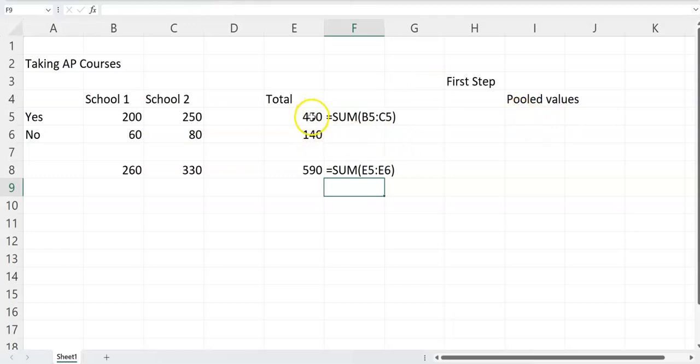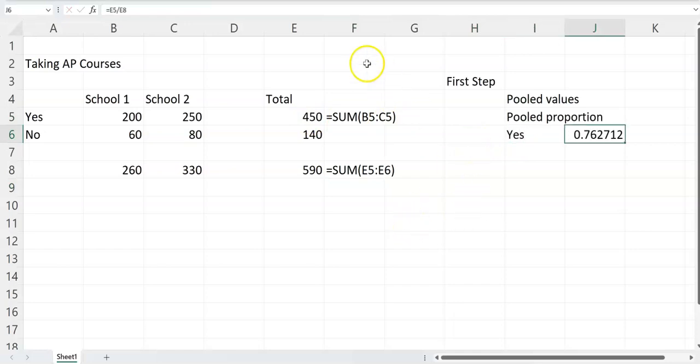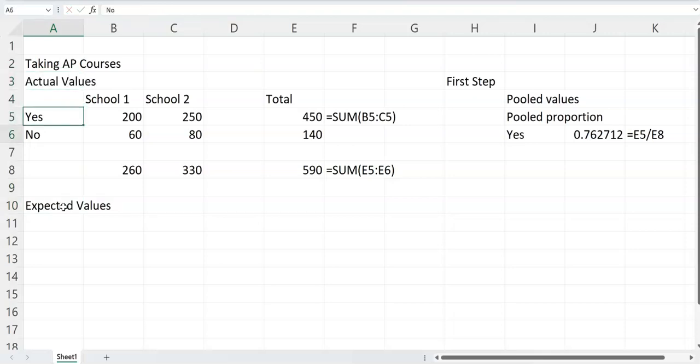proportion. In the pooled case, my yes would be 0.76. So if we had one big school, then the proportion of students taking AP courses is about 76%. What we will find next is what we call the expected values. These are my actual values, what I found in the survey. But because we calculated the pooled proportion and it's 0.76, we're going to say, what if this proportion was applicable to both schools?